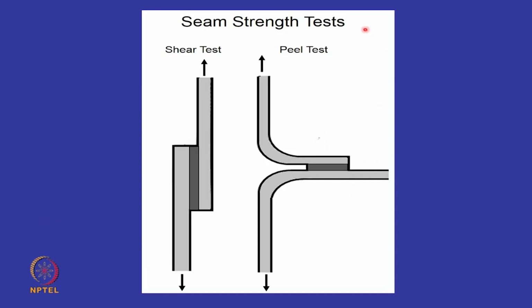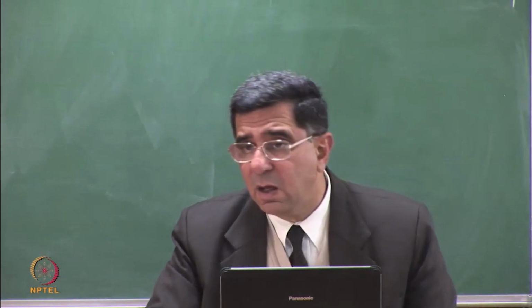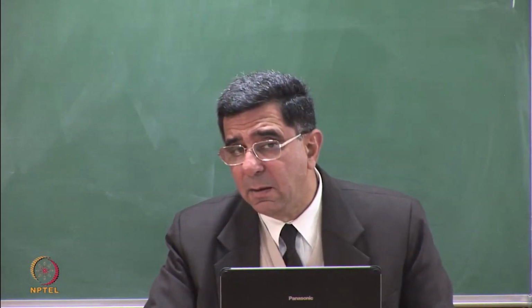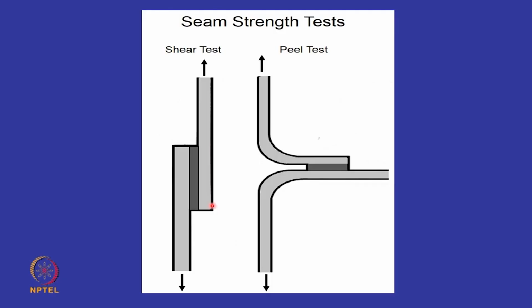Two types of tests are done for seam strength. If this is the welded portion, we are doing the shear strength test, pulling the two membranes in this direction. So there is shear along this face. This must have the same value as 90% of the parent material. So the shear strength in this test should be 90%.